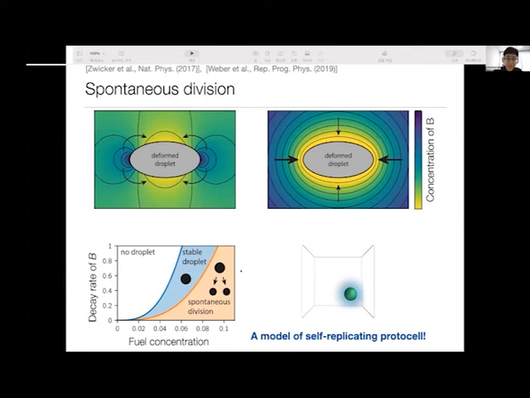So what happens is that when the fuel concentration is sufficiently high, then this concentration gradient of B will be stronger, and that eventually gives rise to an instability of this deformation. So instead of going back to the original spherical shape, this droplet gets split into two daughter droplets.